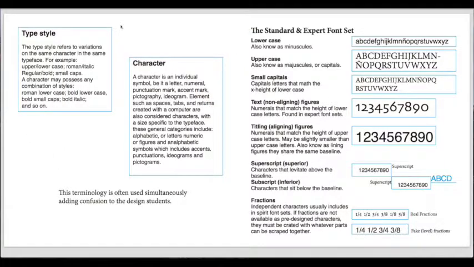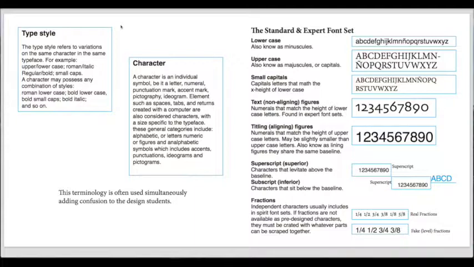Type style. The type style refers to variation on the same character in the same typeface. For example, upper and lowercase, Roman, italic, regular, bold, small caps. A character might possess a combination of styles: Roman lowercase, bold small caps, bold italic, and so on.